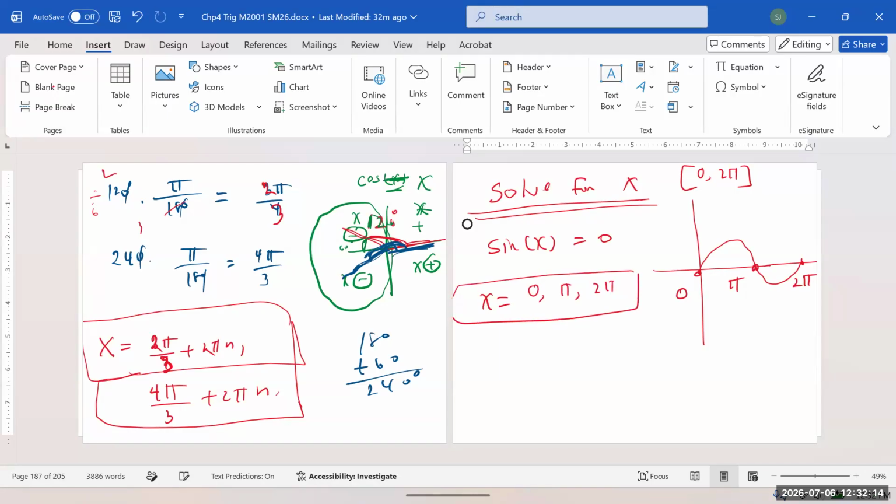See? Without the graph, none of you could tell me that we have these solutions. 0 and 360 have the same answer, but they are 2 types of angle. So you have to give me 2 answers, not 1.